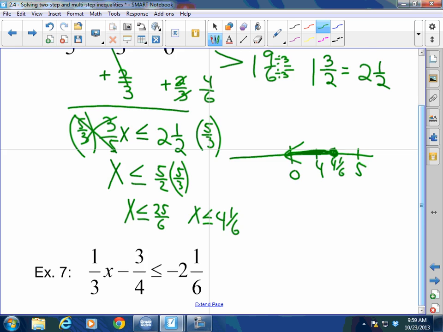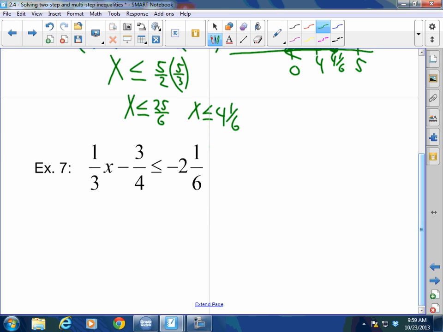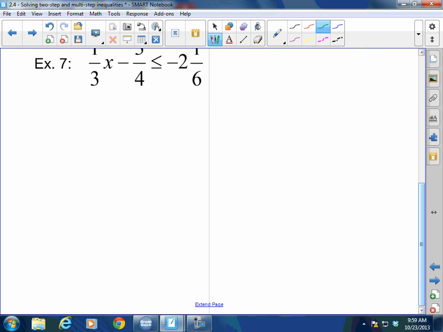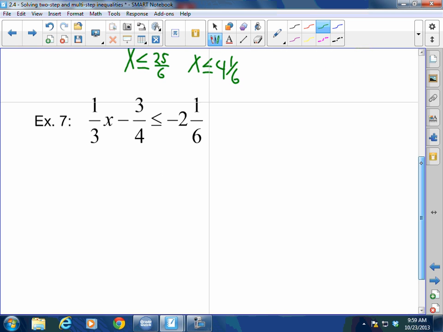Last but not least, my brothers. Let's do another one like that. Okay. I just don't understand why you guys don't want me to eliminate the denominators. All right. Let's do it that way now, too.